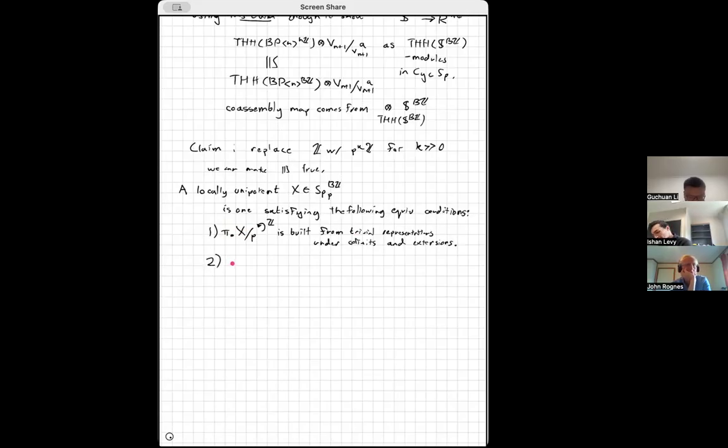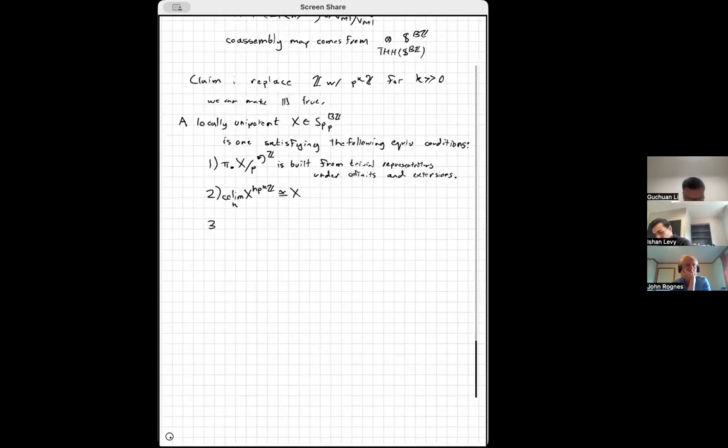Okay, and then the second equivalent condition is the following. You can take the fixed points of x by p^k Z, and you can just take the colimit as k goes to infinity. And the claim is that that is just x itself in p-complete spectra. If this doesn't seem reasonable to you, you can try to convince yourself that this is true in the case of a trivial action. Why is this true in the case of a trivial action?